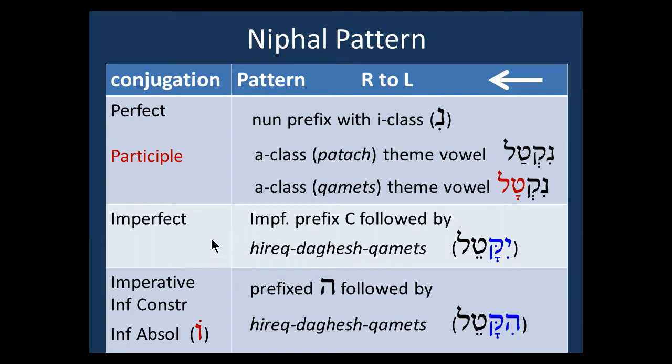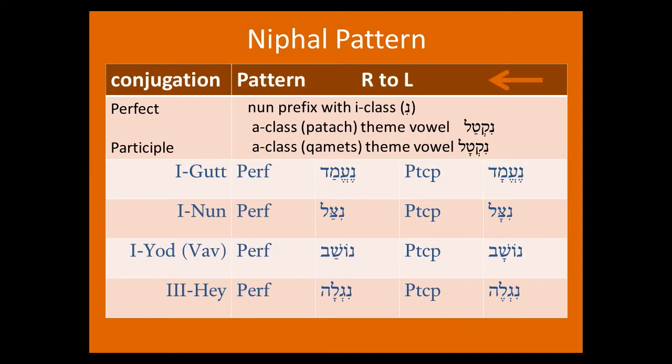Now, in this chapter of Futato, we had more Niphal discussion, but with weak verbs. And so I wanted to summarize the strong verb, like we just did here, and then go to weak verb patterns. So here we are. We'll talk about the perfect and the participle. Here's what the strong verb does that we just reviewed. Niktal, patach, niktal, qamets for participle.